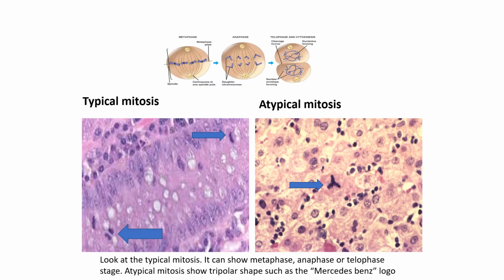Look at the typical mitosis. It can show metaphase, anaphase, or telophase. And from one cell, it divides into two cells. So in the typical mitosis here, you can see the anaphase and the metaphase. Whereas here, you can see atypical mitosis, which has a tripolar shape, such as the Mercedes-Benz logo. So one cell is trying to divide into three cells.